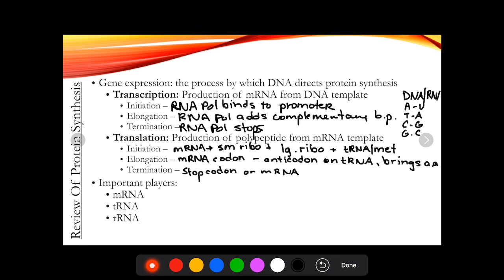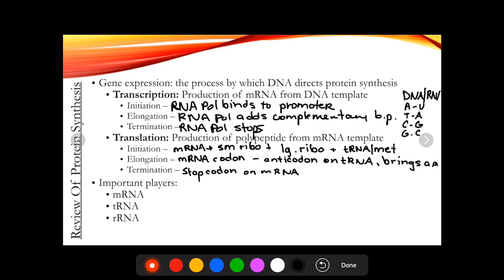Raise your hand if you feel like you remembered most of that. Raise your hand if you feel like this was a worthwhile review, just to take another look at. Okay. All right. Yes? What do you mean by stop codon on the mRNA? Okay. Sorry.